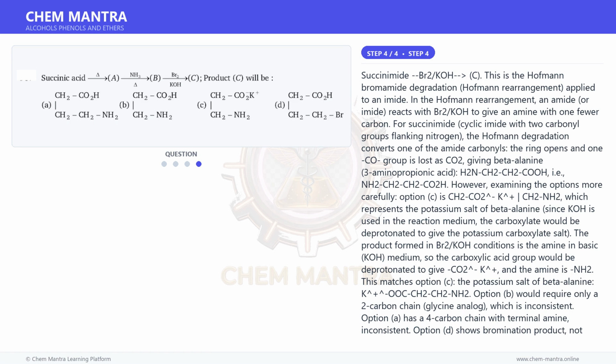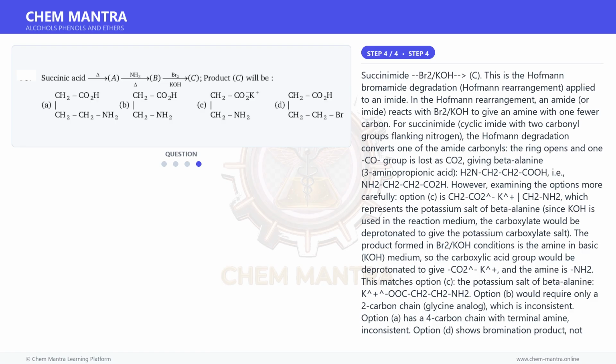Option B would require only a 2-carbon chain, a glycine analog, which is inconsistent. Option A has a 4-carbon chain with terminal amine, inconsistent. Option D shows a bromination product, not a Hofmann product.